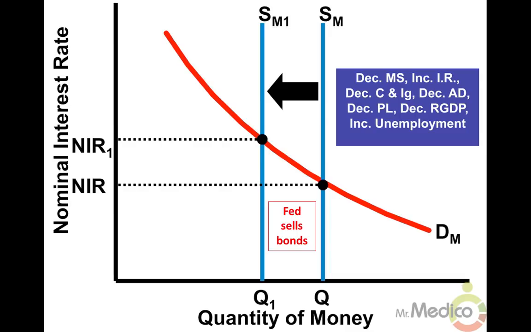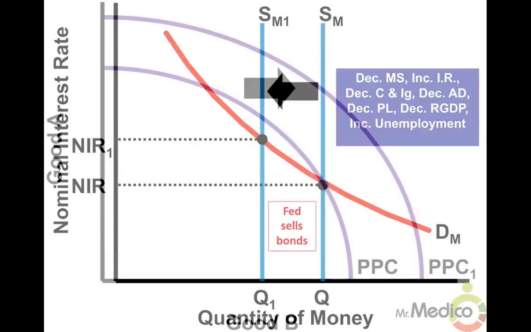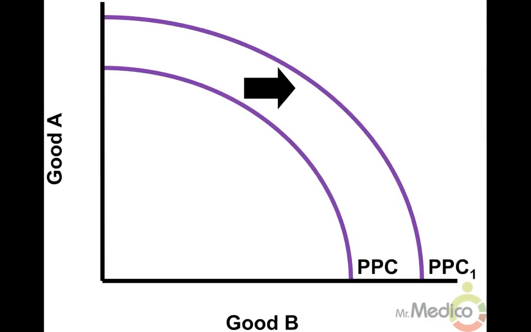So make sure you're comfortable with that going into the AP exam. Buying bonds is expansionary monetary policy by the central bank. Selling bonds is contractionary monetary policy by the central bank. All right, more fun with the PPC real quick.